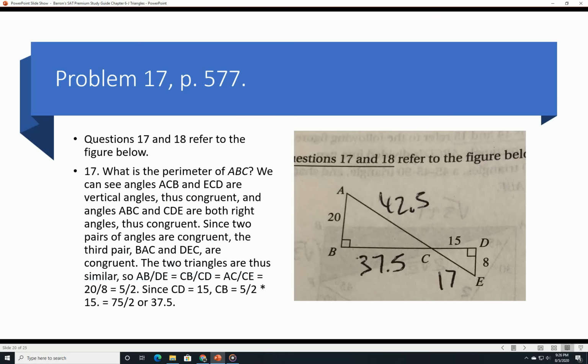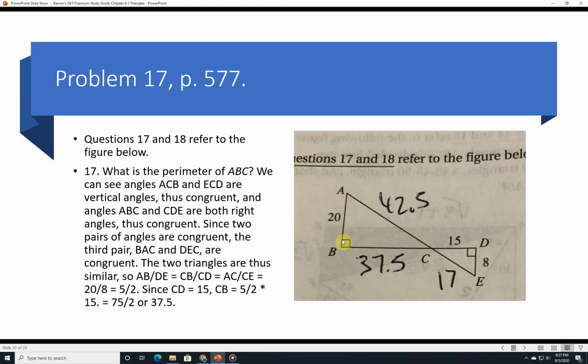Okay. Problem 17. Questions 17 and 18 refer to the figure below. So, what is the perimeter of ABC? Well, we can see that obviously angles DCE, or ECD, whatever you want to call it, and ACB are vertical angles because they meet at one point, so by definition they're congruent. And angles ABC and CDE are both right angles. We can see they're marked as right angles, so they have to be congruent.